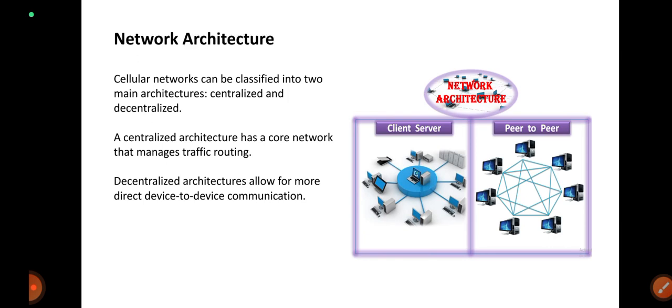Network architecture. Cellular networks are classified into mainly two architectures, known as centralized and decentralized. The centralized architecture has a core network which manages traffic routing, and decentralized allows more direct device-to-device communications. An example is client-server or P2P.